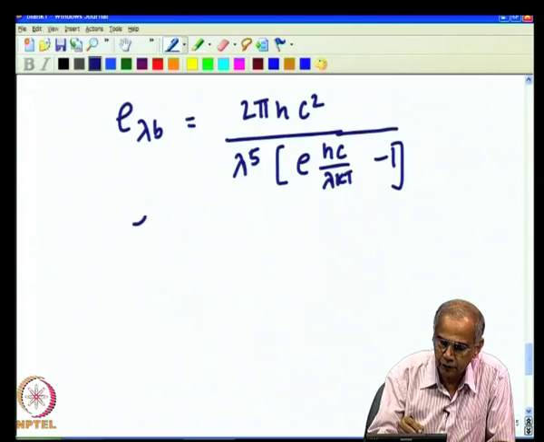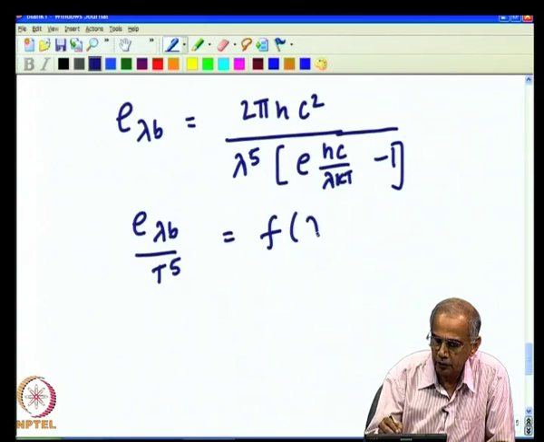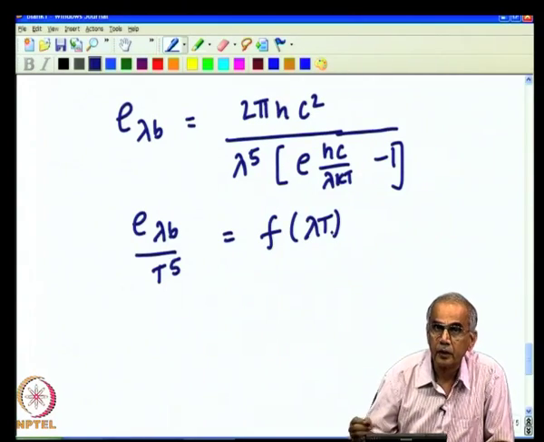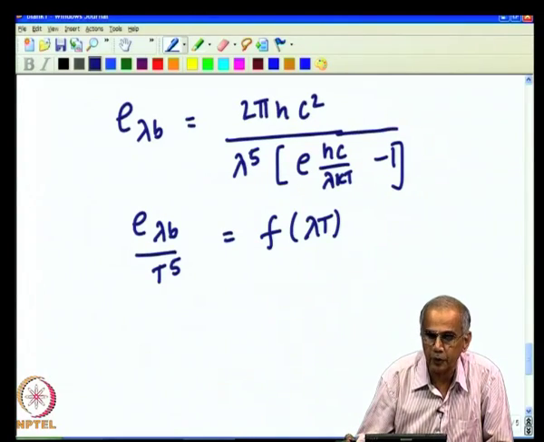One is that if you divide E lambda b by T to the power of 5, the right hand side is only a function of the product lambda T, and this is very useful. Later we will see that we will exploit this particular feature of this function to our advantage.